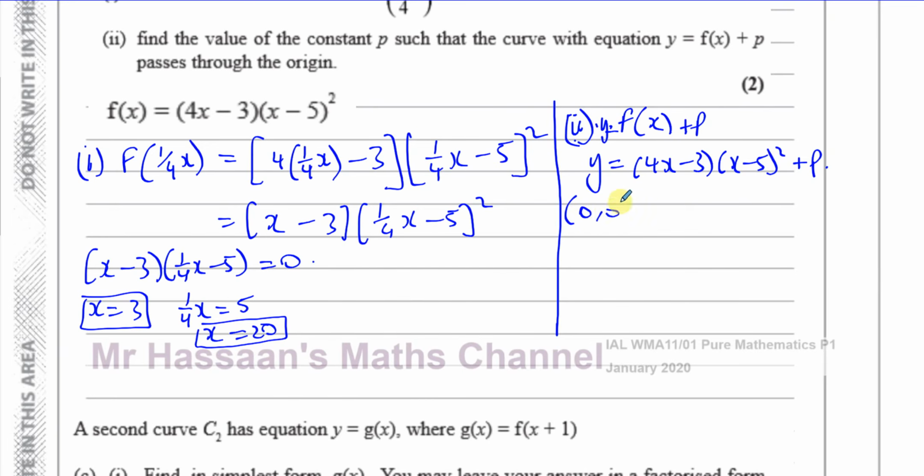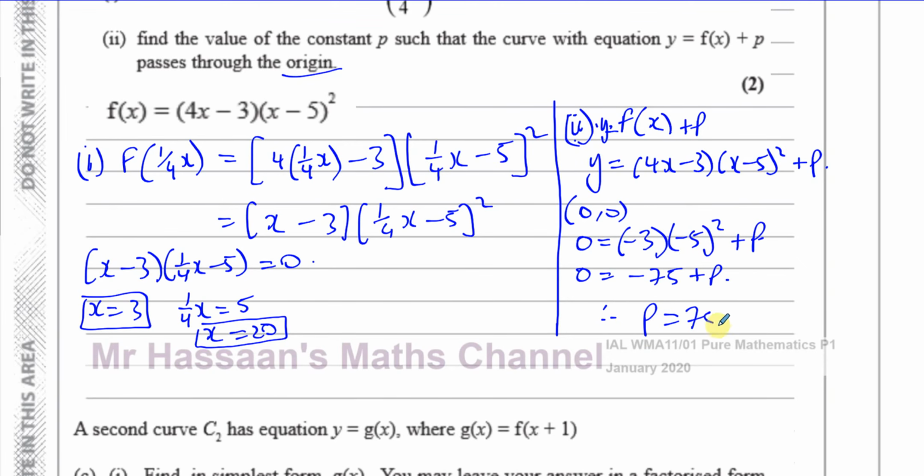So it passes through the origin when x is 0 and y is 0. So if we substitute x is 0 and y is 0, we should be able to find what p is, because that is the point, the origin, which satisfies the equation of this curve, as it passes through it. So 0 equals, now instead of 4 times x, this will be 4 times 0, which is 0, so minus 3. This will be 0 minus 5, which is minus 5 squared, plus p. Again, don't forget that we have to square before we multiply. So it's minus 3 times 25, which is minus 75, plus p. Therefore, we can say p is equal to 75. And there's the answer to part 2, done purely algebraically without looking at the sketch.